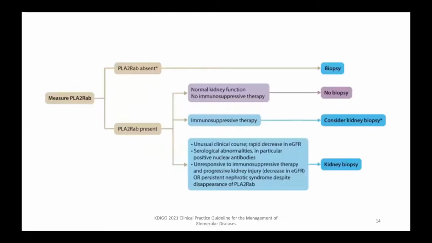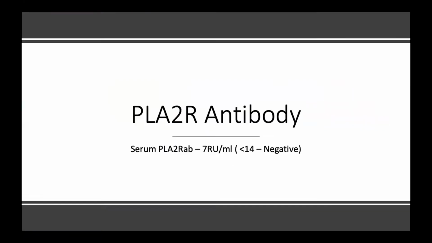So again, we are back to this. This is the flow chart showing the treatment algorithm. If the patient is PLA2 antibody negative, then there is no other go but to proceed with biopsy. But here again, the question is whether to biopsy the right kidney or the left kidney. That is, the left kidney is the one with the renal vein thrombosis.